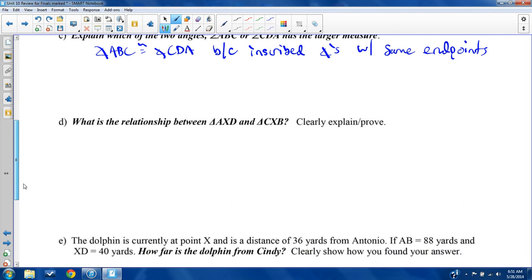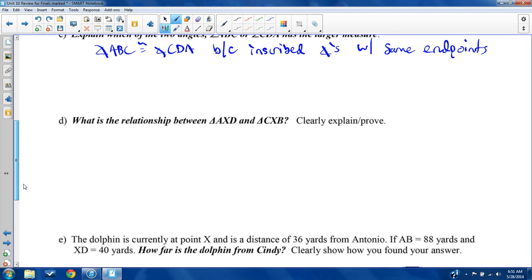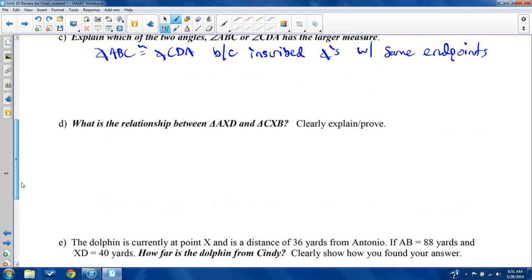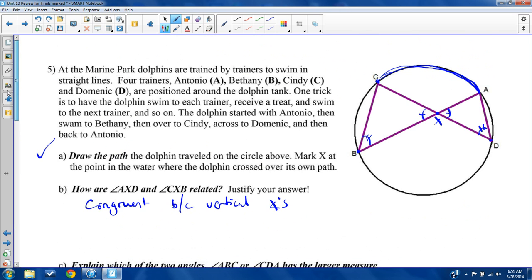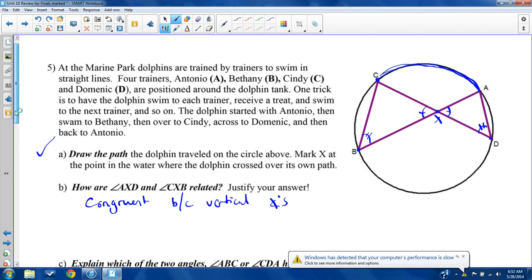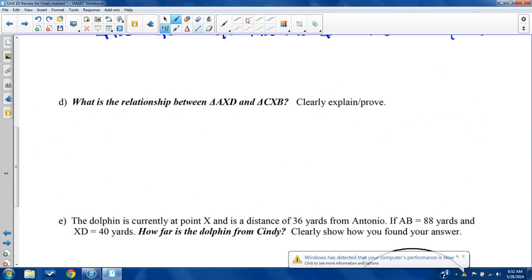Okay, what is the relationship between triangle AXD and triangle CXB? Clearly explain or prove. Okay, we have enough information for me to say what I need to say. Here's some important stuff I do want to say, though, prior to that. X is not at the center. There's nothing to assume or prove that, so there's nothing to say these are radii right here. So you can't prove any side's congruent here. I have no information to say that. But as I draw a two-column proof, I will say this.